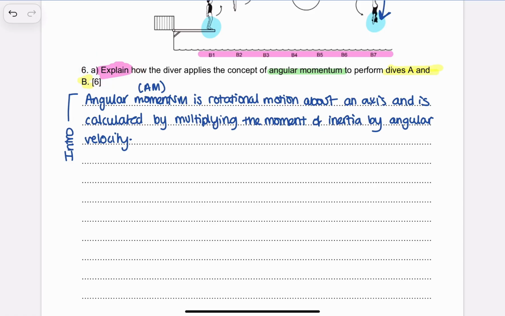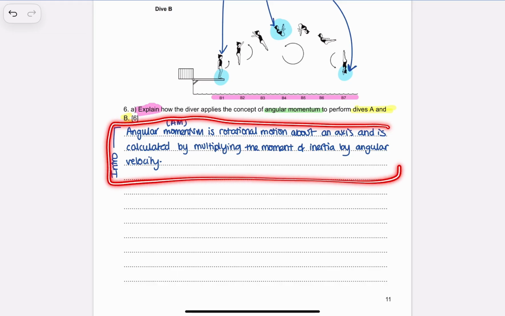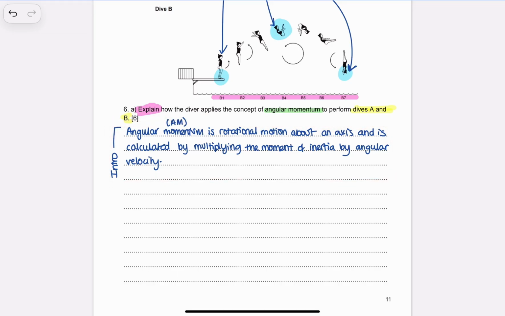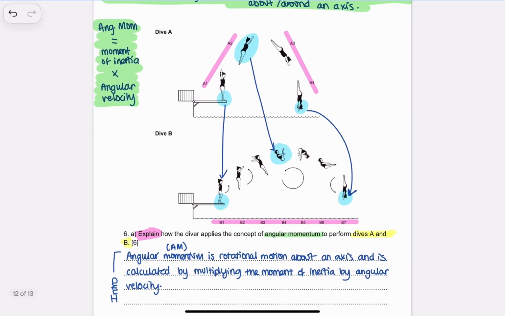So you can't just talk about angular momentum. If you do, you can just panic and say, right, what do I remember? Just dump some theory down. You can still get probably 3 marks by not even looking at the picture and not talking about it. You can just put some theory in. However, if you want full marks, you have to explain using the images that you've got.